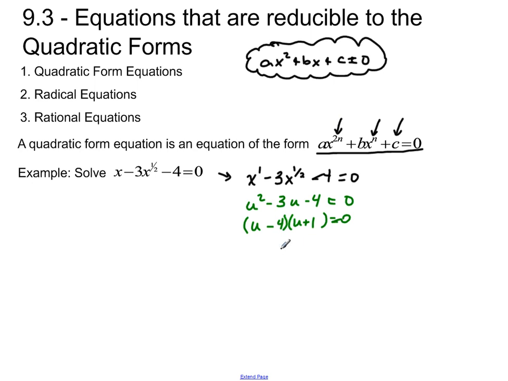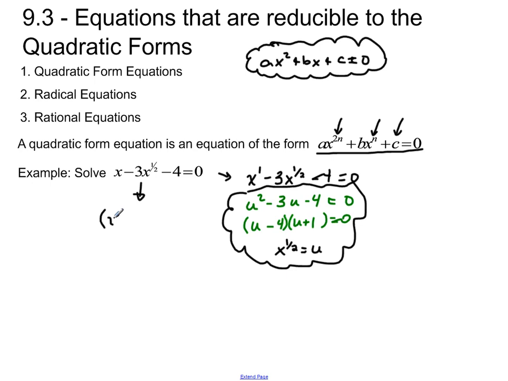Well, in this case, it looks as if all we're really doing is replacing the variable x to the 1/2 with an equivalent statement, in this case, u. So if we keep that substitution in mind, then we can think of this particular equation as being the kind of equation in which, if we factored it, x to the 1/2 power minus 4 times x to the 1/2 power plus 1 would equal 0.